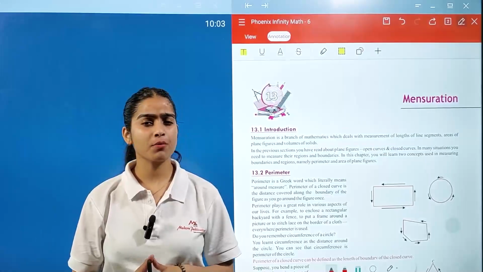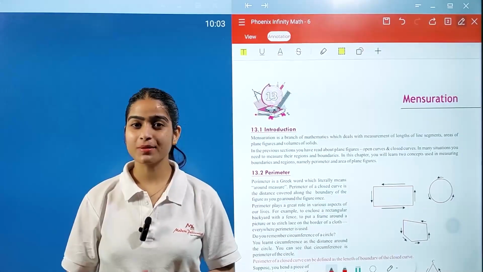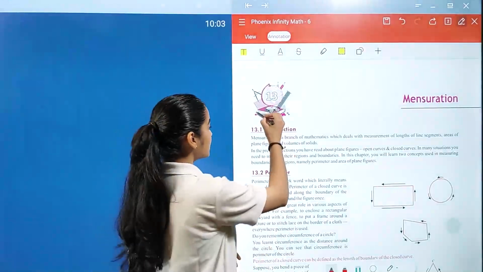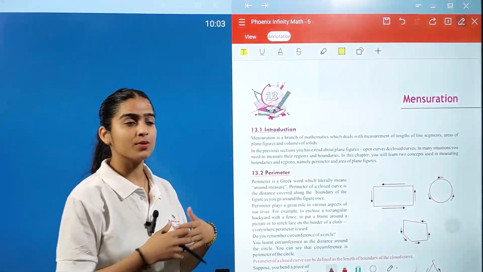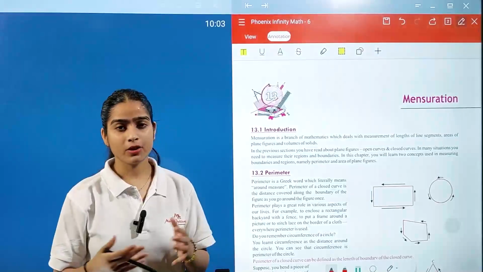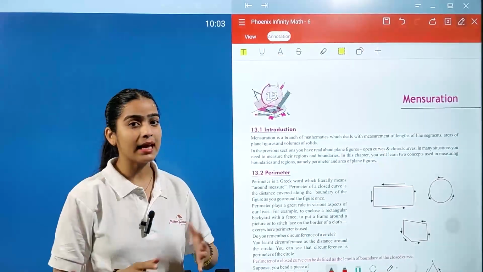So students, I'm your mathematics educator again, here with a new chapter and a new concept. Today we have chapter number 13, which is mensuration. Till now we read about the elementary geometric shapes, their concepts, their properties, and now we are going to deal with their perimeter and area.